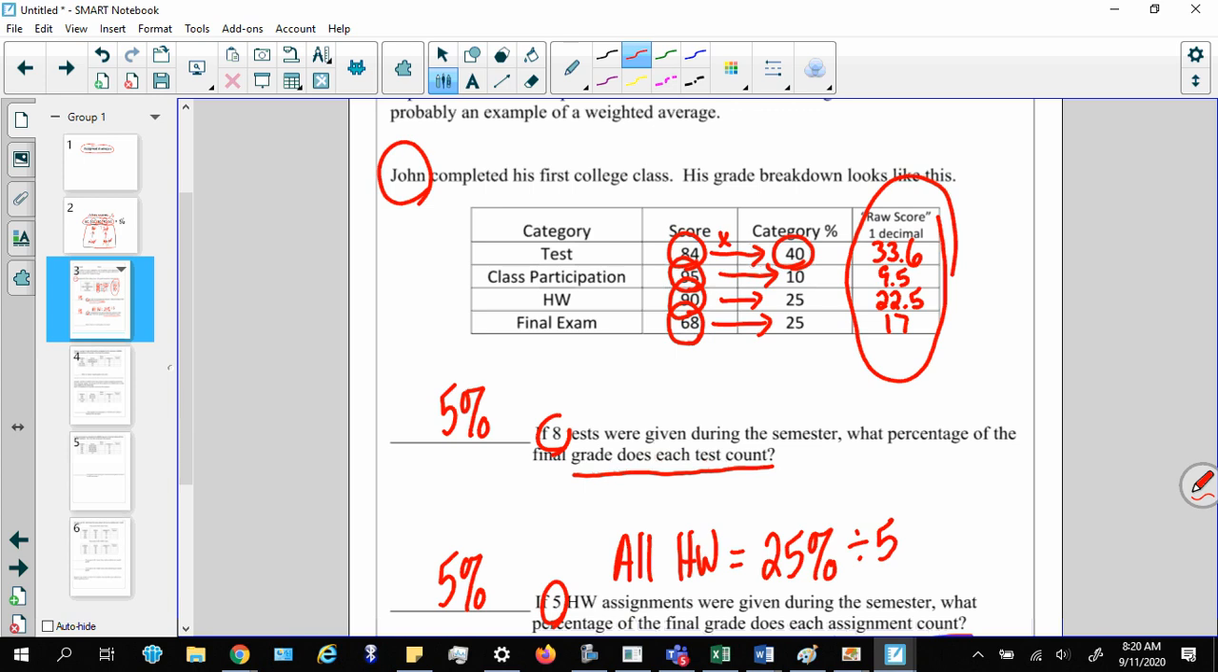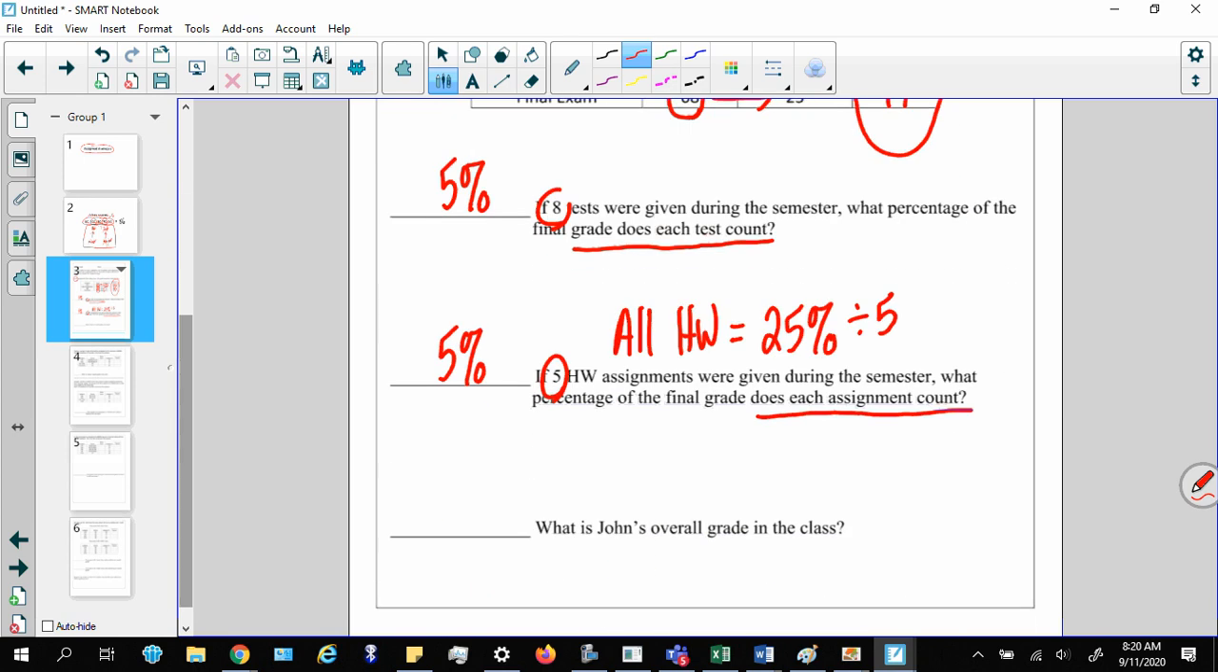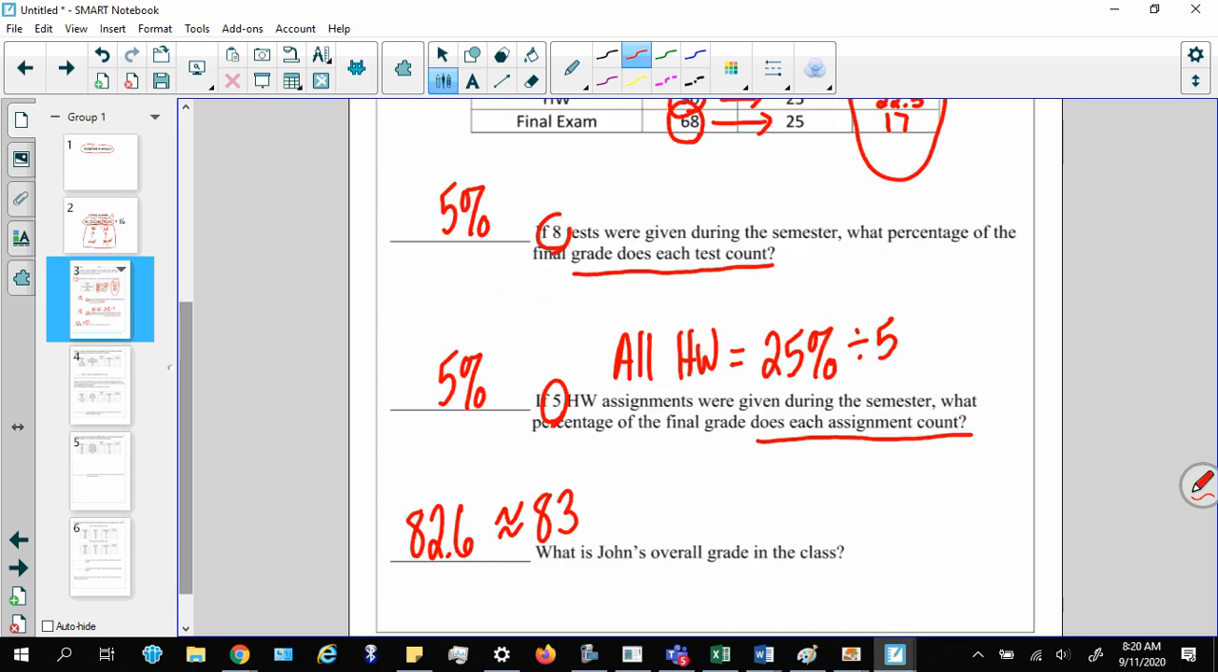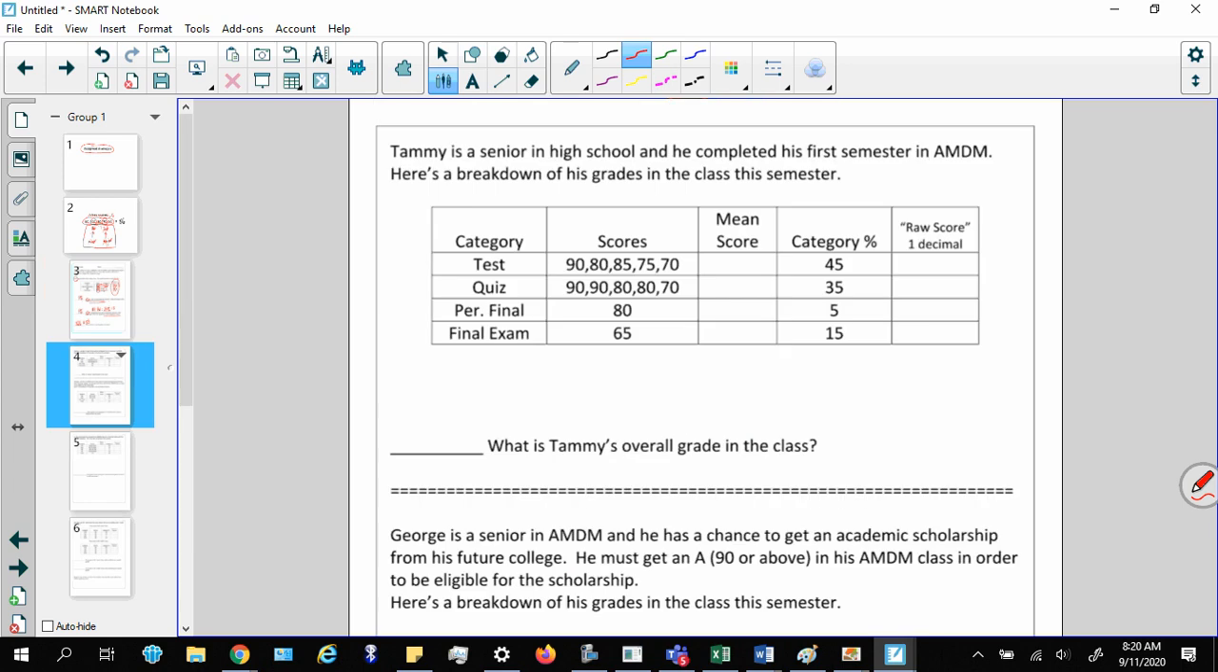So 33.6 plus 9.5 plus 22.5 plus 17 gives you an answer of 82.6, and we're going to round that to 83. So John's overall grade in the class ends up being 83. All right. Now, next question.